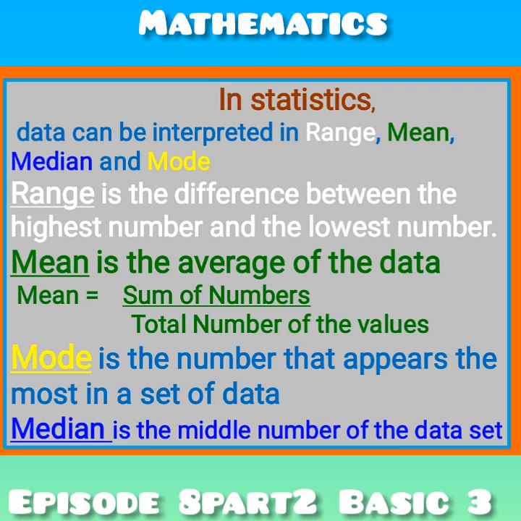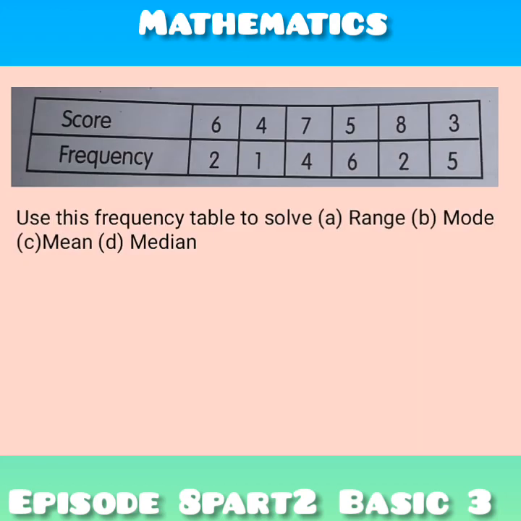Median is the middle number of the data set after the numbers have been arranged in ascending order or descending order. For you to get the accurate median, ensure the sets of data are arranged either in ascending order or descending order. We will begin some exercises with these terms.